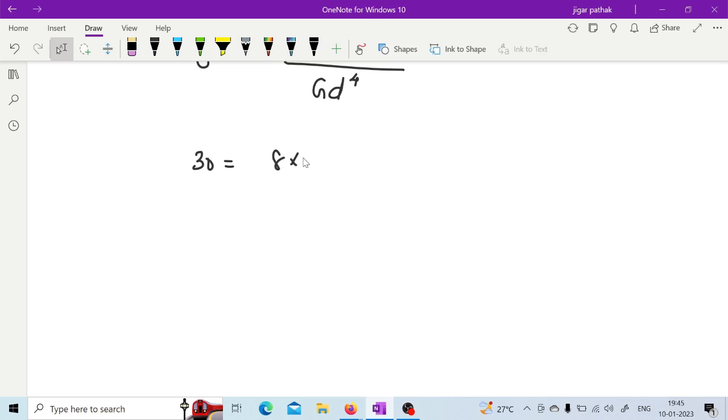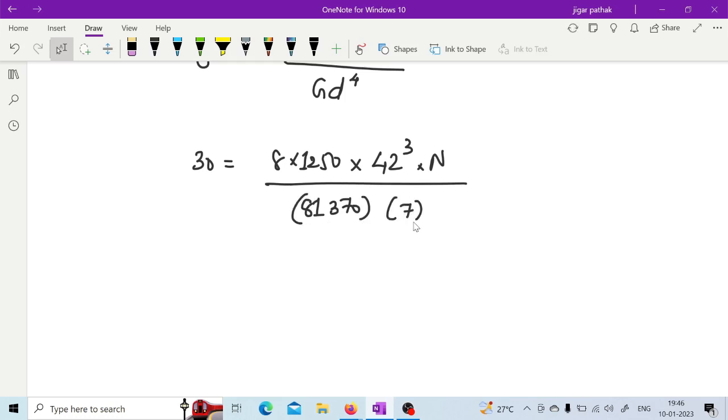right, then 8 into P is given as 1250. Then capital D you have calculated as 42, into N upon G d raised to 4. Small d you have calculated as 7. So this will give you N. 8. Yeah, it is 8 almost. 8 coils, right? 7.9 or something you will get. Right, so 8 coils are there.